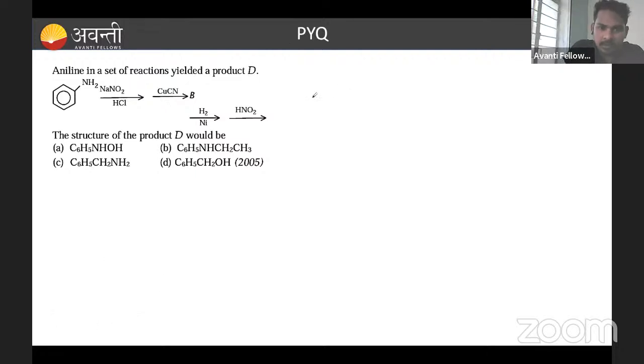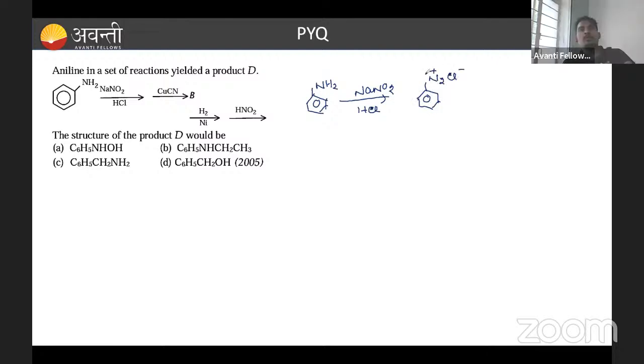So first, what we are taking, we have aniline. Tell me, what is the product we will get if we take aniline in the presence of NaNO2 in HCl? In that case, we will have diazonium salt, N2 Cl minus. After that, what we are taking? CuCN. We know this. If you take this with copper, it will replace here. So here we will have CN plus N2 plus CuCl2.